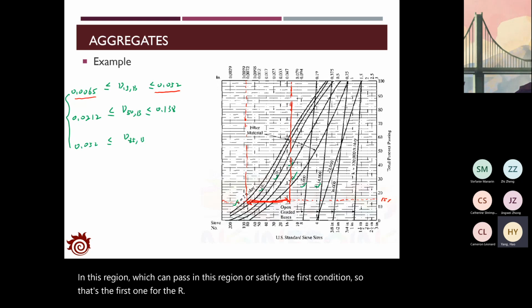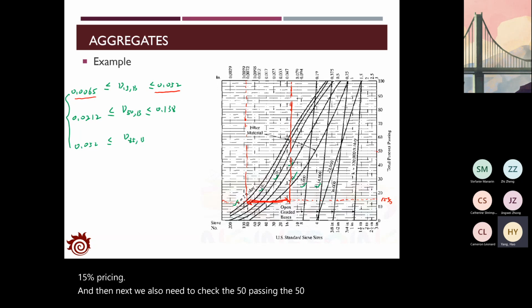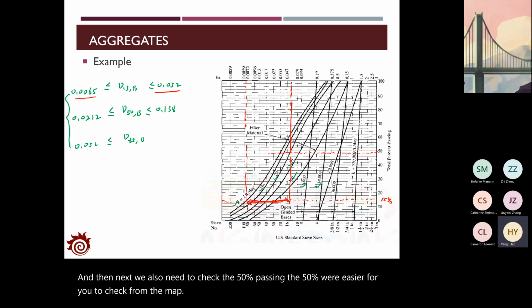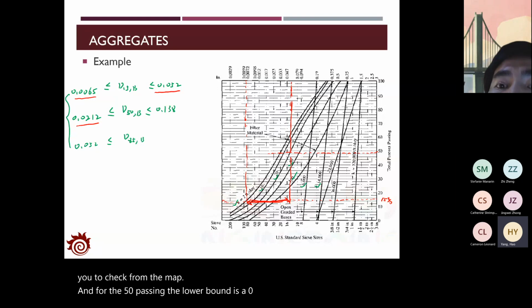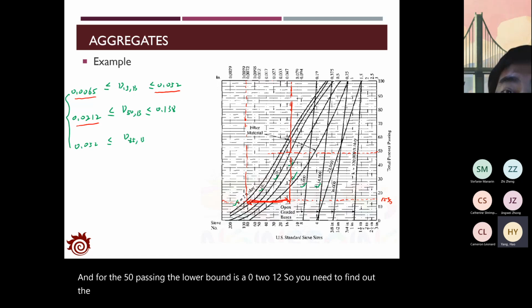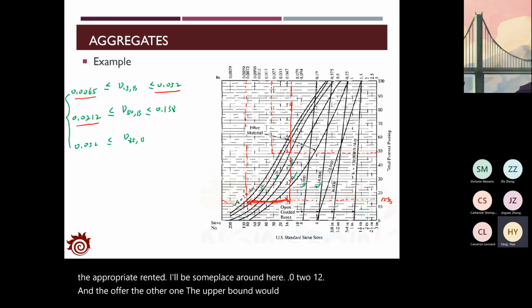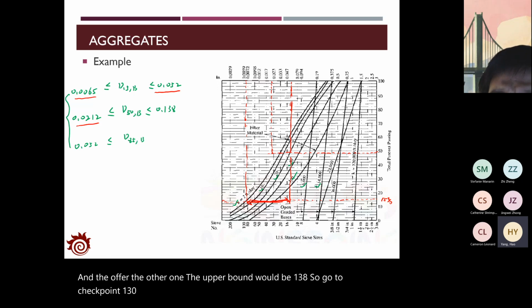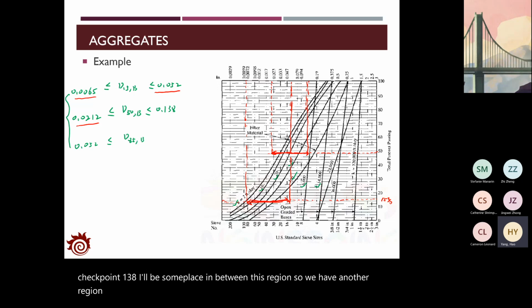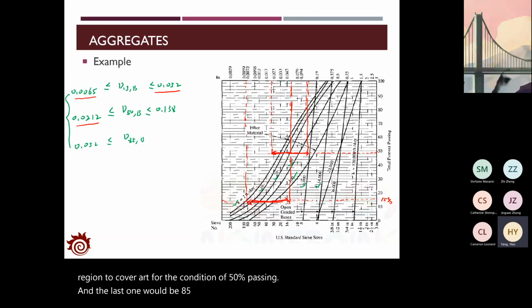So that's the first one for the 15% passing. And then next, we also need to check the 50% passing. It will be easier for you to check from the map. For the 50% passing, the lower bound is 0.0212. So we need to find the appropriate range. That will be someplace around here, 0.0212. And for the other one, the upper bound would be 0.138. So go to check 0.138. That will be someplace in this region. So we have another region to cover for the condition of 50% passing. And the last one would be 85% passing. So go to 85%.